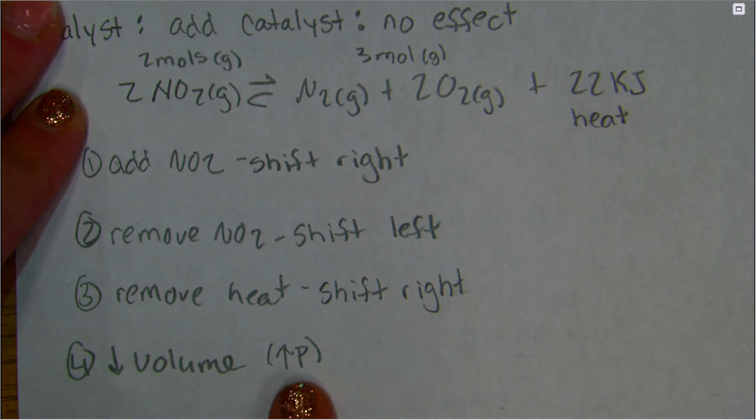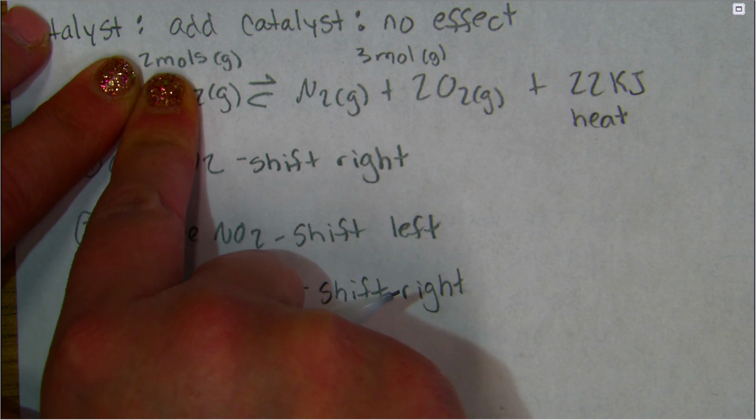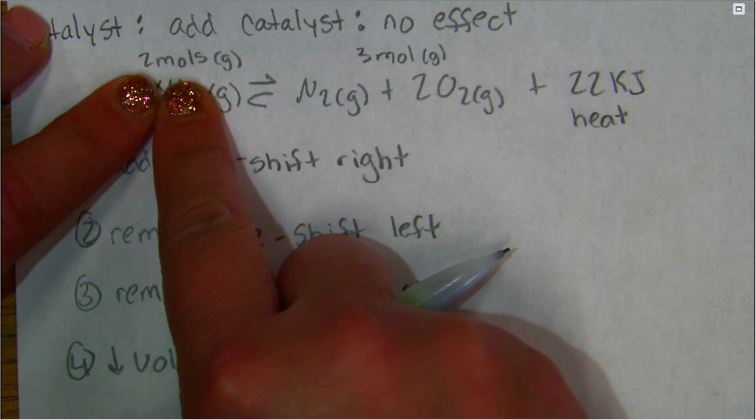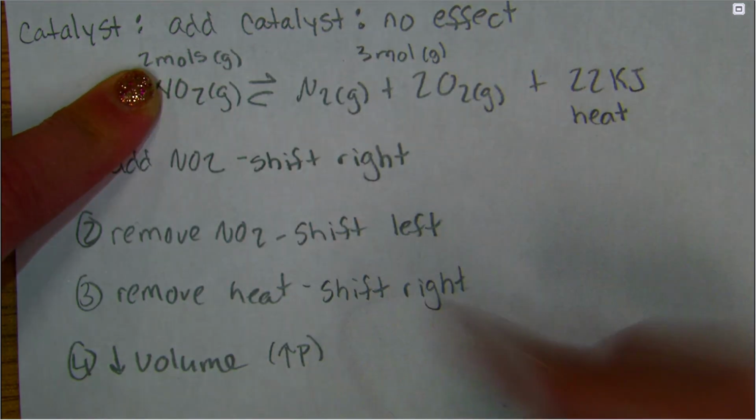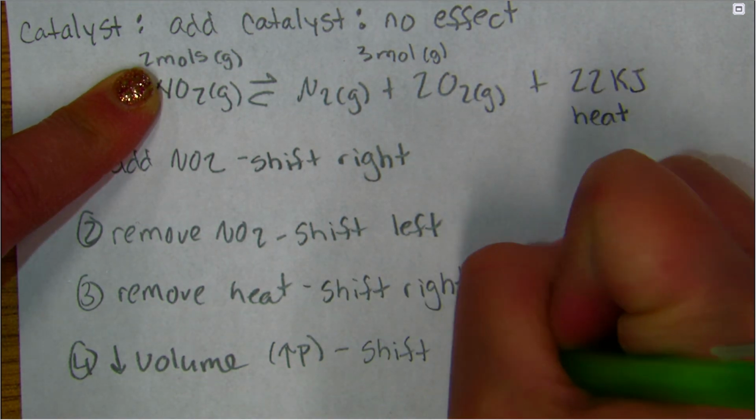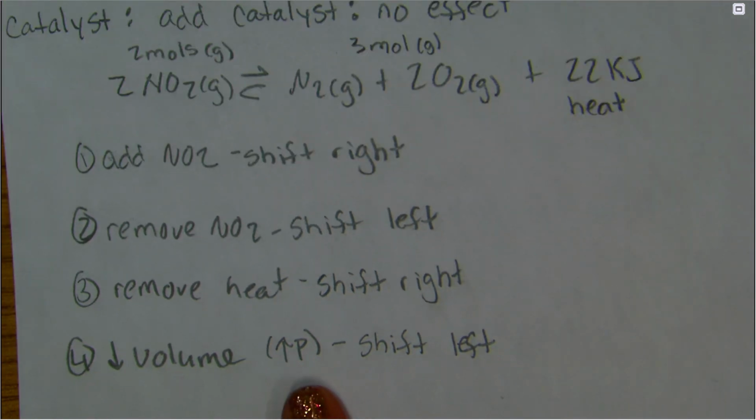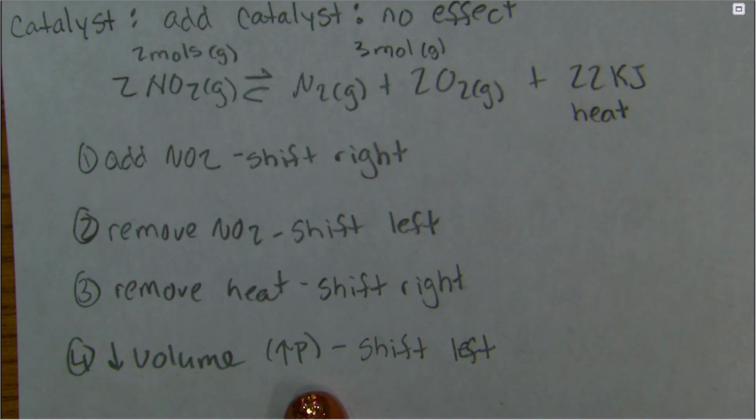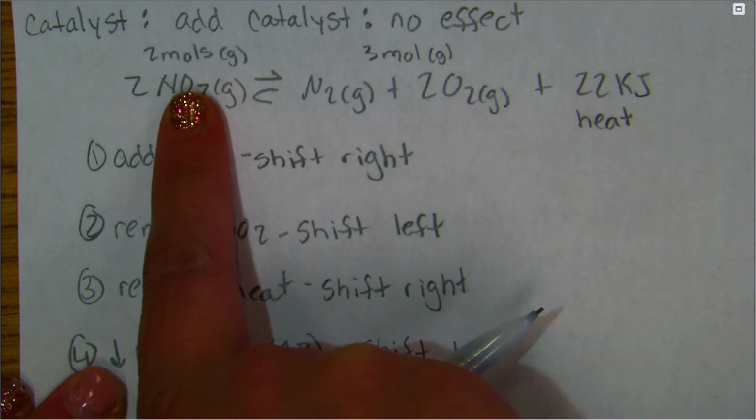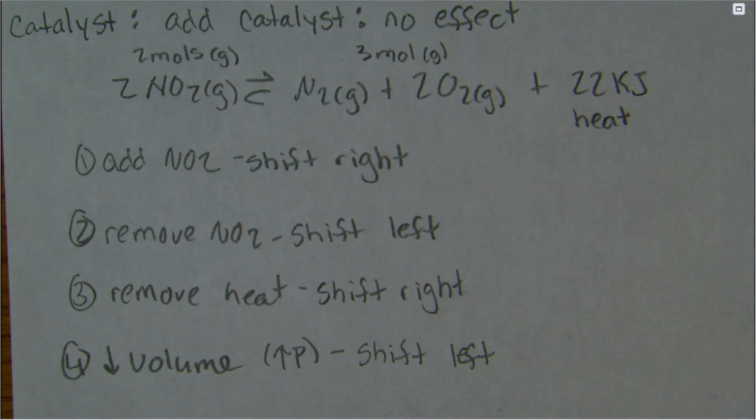So if I increase pressure, I am going to shift left towards the side with fewer moles, because fewer moles of gas will have fewer collisions, and that is the overall goal, to get back or as close to where I was before I stressed the system. So I increase pressure, more collisions. I need to get rid of those collisions that I have created, so I'm going to go to the side that has fewer moles of gas, fewer collisions.